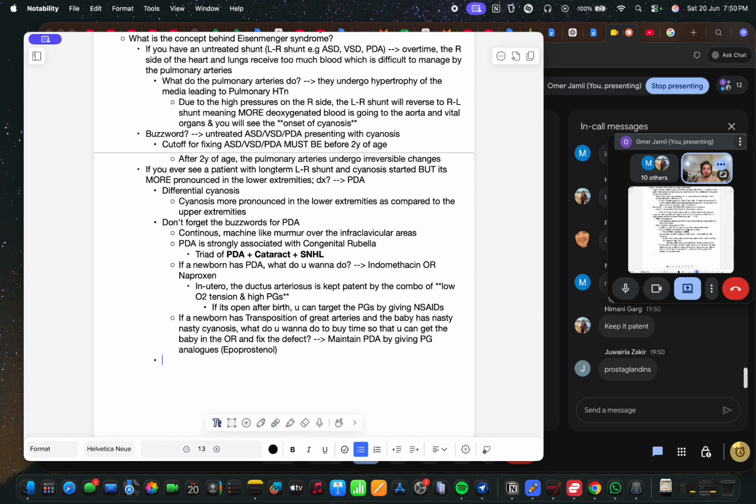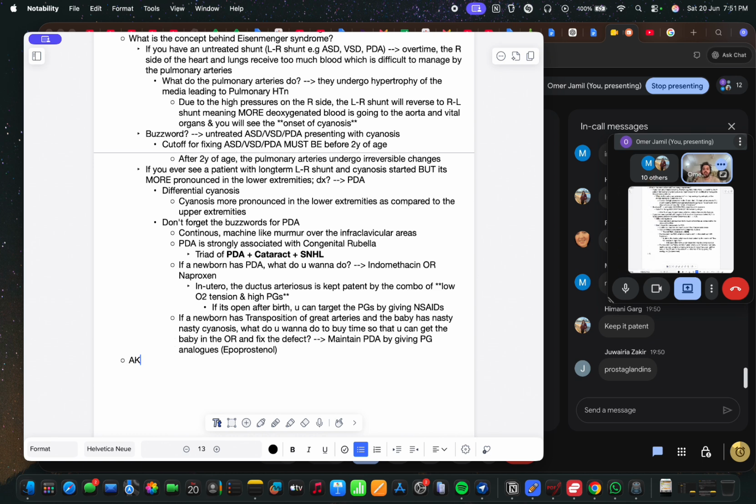Is this clear? Congenital heart defects, I've always received quite a lot of complaints on my feedback form. That is one of the weirdest topics. Is this clear? Does anyone have any question here? Are we good to go with the next point? Okay.